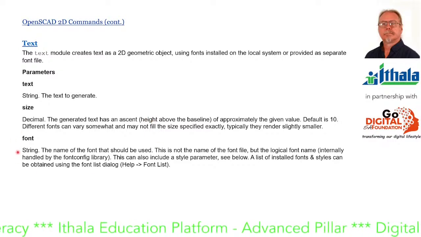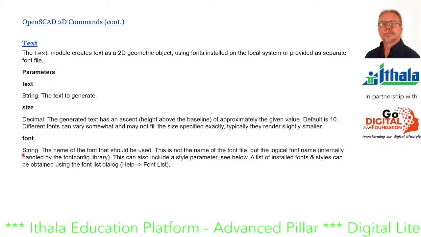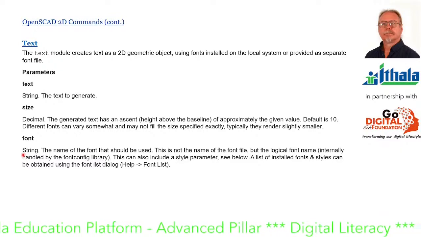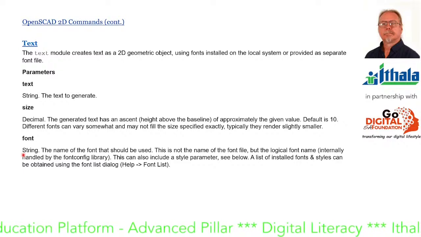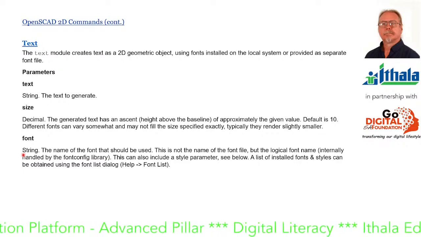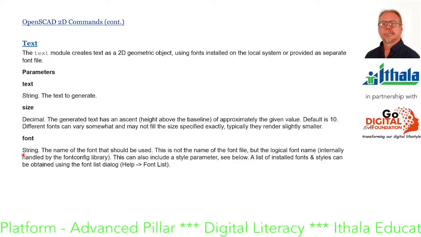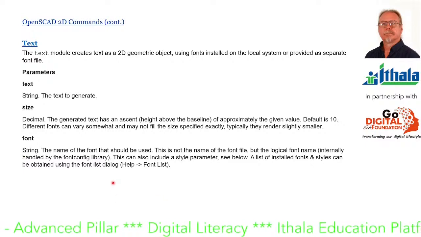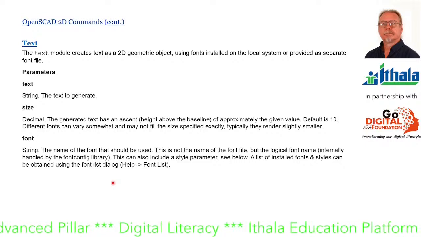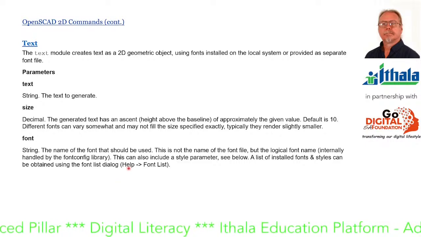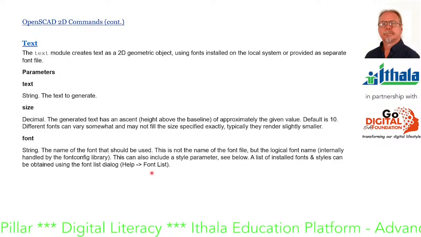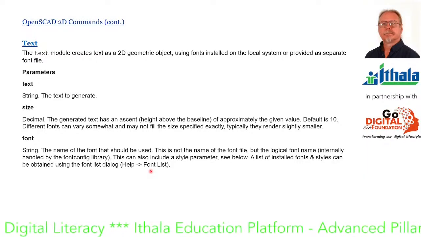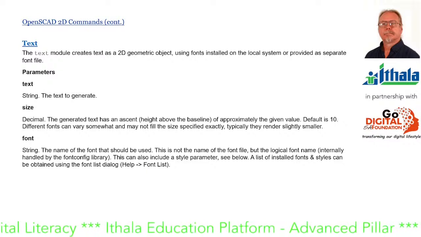And then font, this is a string. It's the name of the font that should be used. This is not the name of the font file, but the logical font name, which is internally handled by the fontconfig library. This can also include a style parameter, which we'll see just now. A list of installed fonts and styles can be obtained by using the list dialog. Okay, if you select the Help menu, there's an option Font List. If you click on that, then it will list all the fonts supported by the local computer.